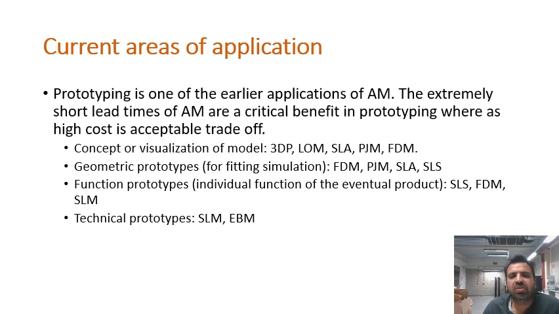Concept or visualization models can be achieved by 3D printing technology, laminated object manufacturing, stereolithography, PolyJet molding, or fused deposition modeling technologies. Geometric prototypes can be produced by FDM, PolyJet, SLA, or SLS. Functional prototypes are generally produced by selective laser sintering, FDM or SLM, whereas technical prototypes are generally produced using selective laser melting or electron beam melting.